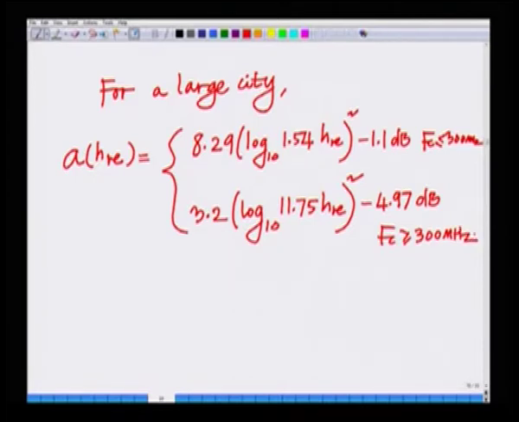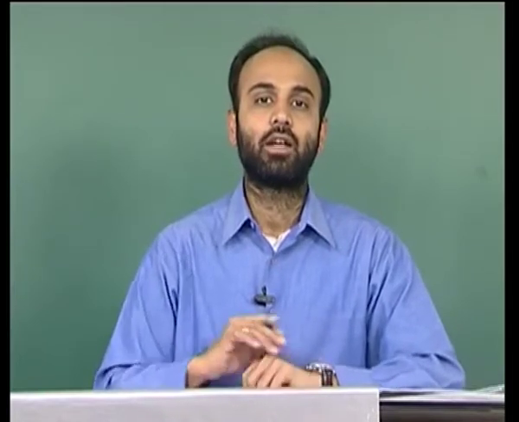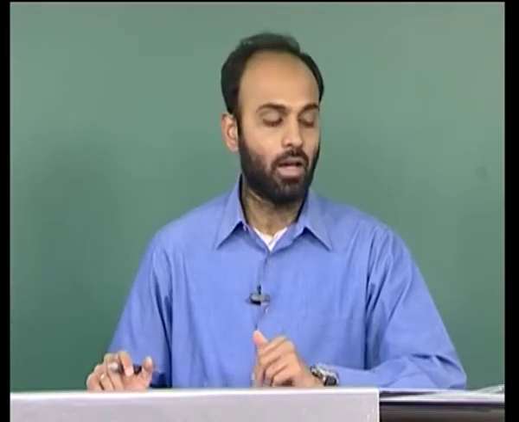All right. So, this antenna correction factor for a large city is equal to 8.29 log 10 of 1.54 HRE whole square minus 1.1 dB if Fc is less than or equal to 300 megahertz. It is equal to 3.2 log 10 of 11.75 HRE whole square minus 4.97 dB if Fc is greater than or equal to 300 megahertz. Okay. So, this is in essence the Hata model, which we can employ to characterize the path loss in an urban environment.